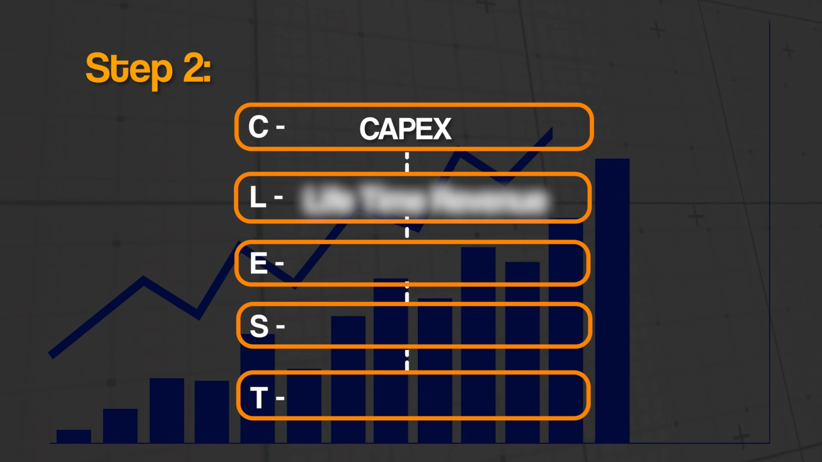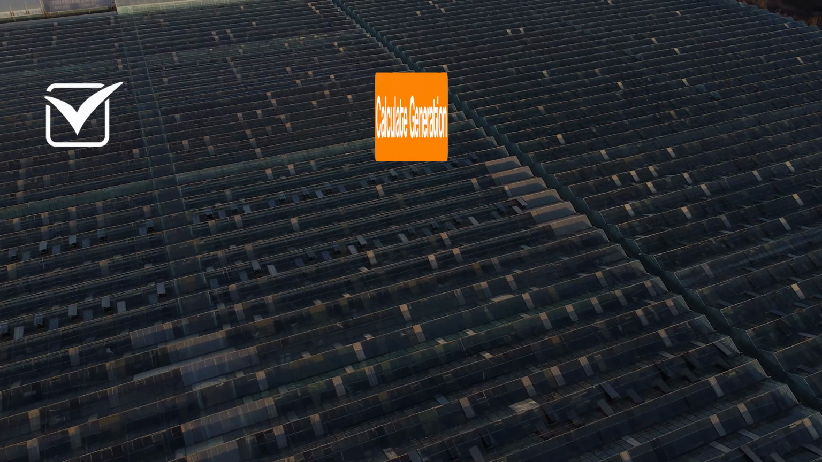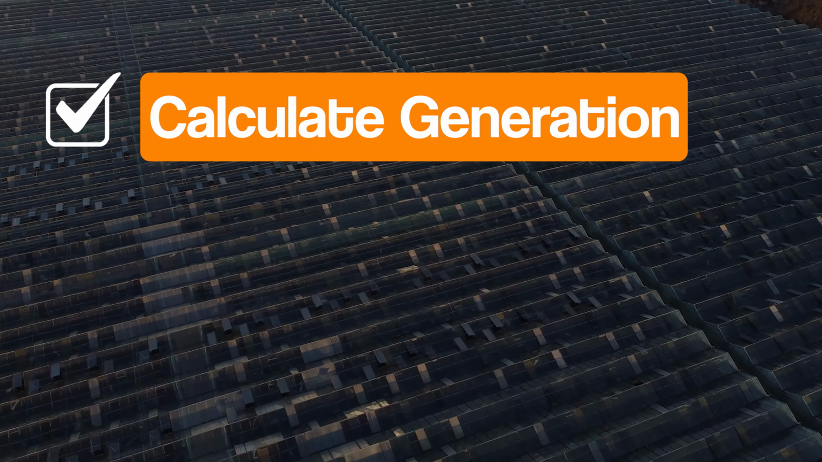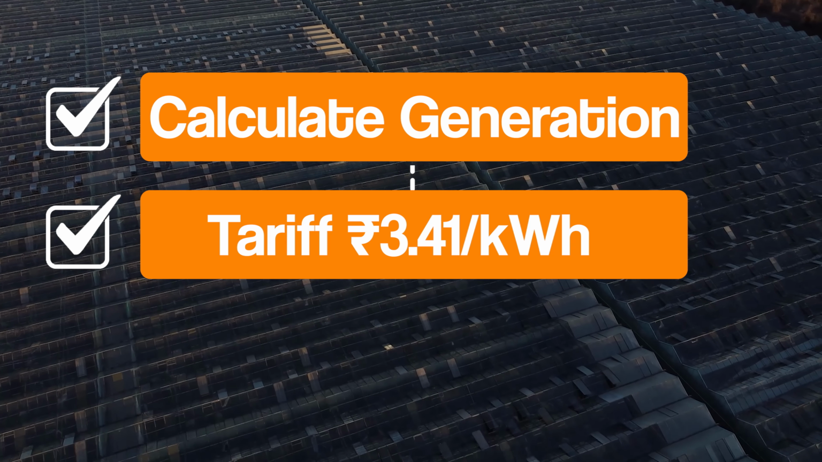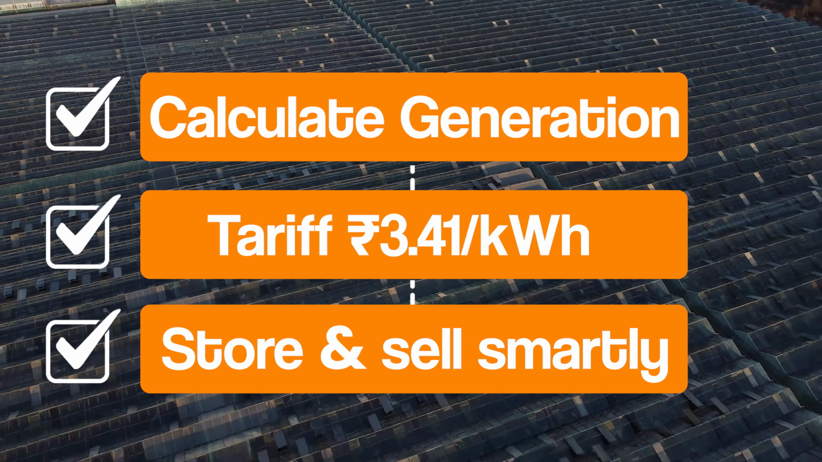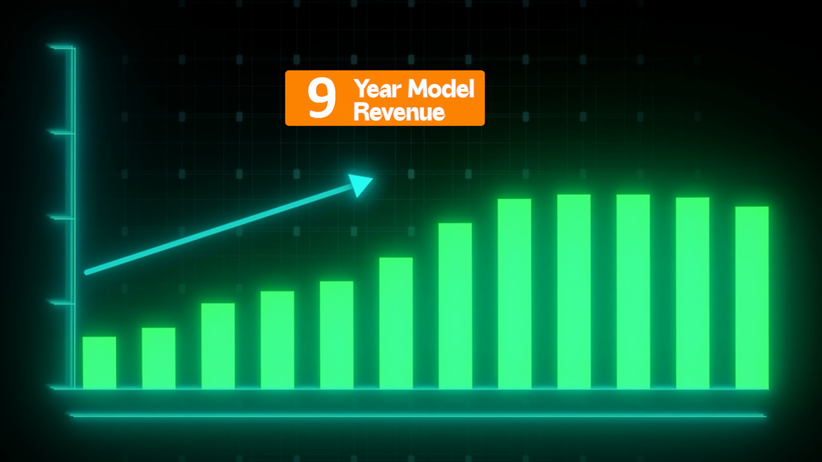Once you have understood this step, let's move to the second step, which is lifetime revenue. In this step, you have to do 3 mini things. 1, calculate what is the generation that solar will provide you. Second, calculate at what price you can sell this. For example, in the recent Solar plus BESS, the tariff arrived at was 3.41 rupees. And third, check at what hours you can store this solar in the battery and at what price this can be sold. So once you have this, you have to model out the 25-year revenue that you can expect from this project.